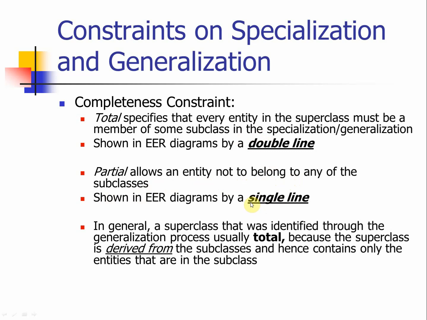So that is the idea of the single line and double line. If you still recall from our last video, the superclass and subclass may come from the generalization process, which means it's a bottom-up approach. The example that we discussed is car and truck, and then we generalized a vehicle entity to form a superclass. If that is the way we're doing it, usually this is a total participation, so we put a double line over this superclass and subclass, because the superclass is derived from the subclasses and hence contains only the entities that are in the subclasses.